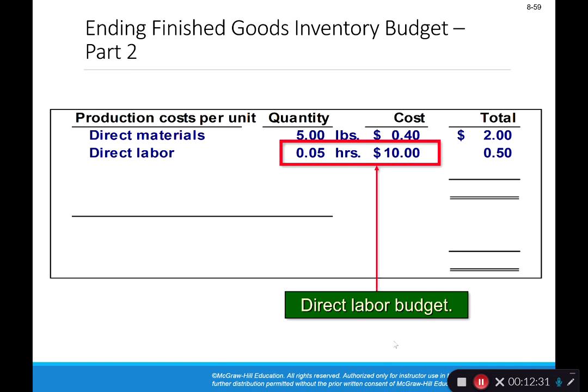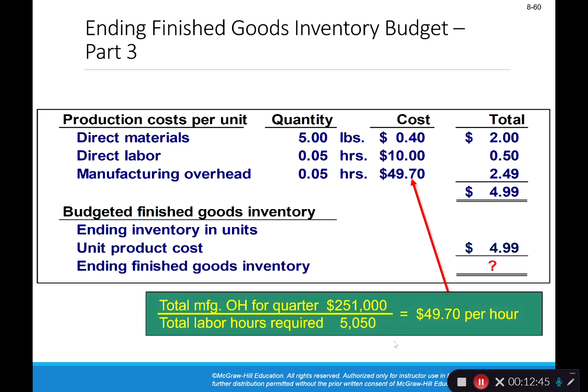For labor, it's the same idea. It was 0.05 hours per unit times $10 an hour to get our direct labor cost of 50 cents a unit. And then for overhead applied, it's going to be that overhead rate we just calculated, $49.70 times the 0.05 direct labor hours, which is our allocation base, to get the overhead cost of $2.49. Add that all together, and our product cost per unit is $4.99.